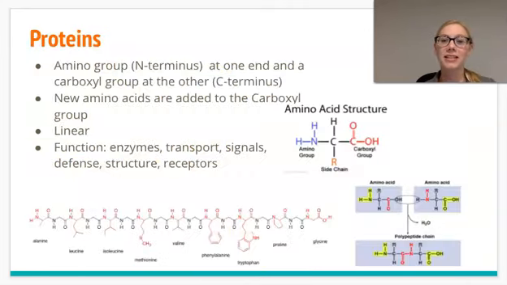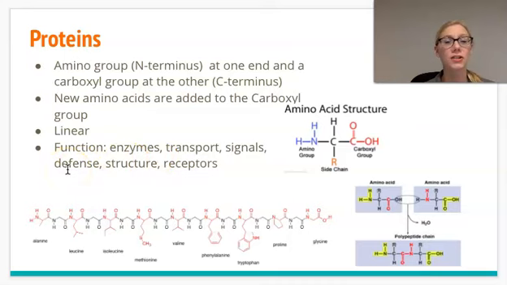Next, let's go ahead and talk about proteins. If we go back to proteins, remember they have an amino group, they have a carboxyl group, they have this hydrogen, and they always have this carbon at the center of them. And then they have this R group that can change. Sometimes we call the amino group the N terminus, and the carboxyl group the C terminus. New amino acids, when we build them, are always going to add to our carboxyl group, and they're going to add in a linear fashion.